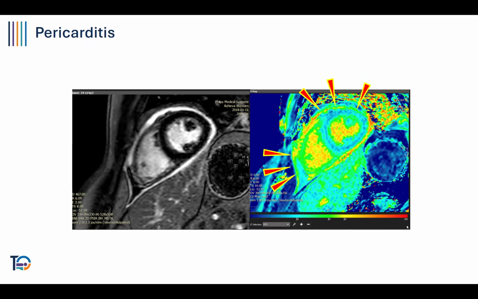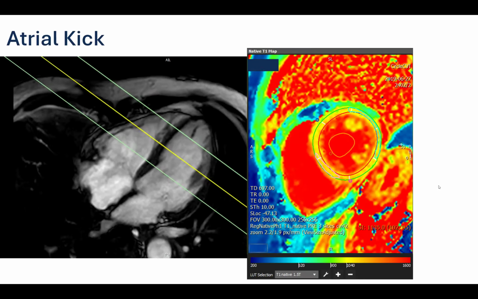So in terms of the ECV maps, we can see in this case with a very obvious late gadolinium enhancement due to pericarditis that the ECV is also abnormal for the pericardium.